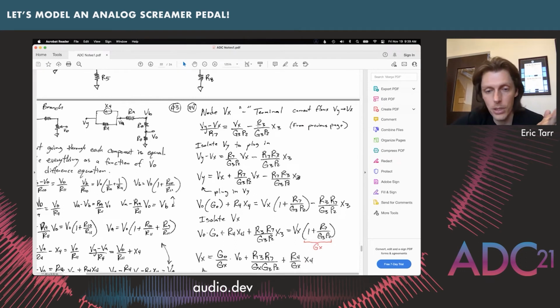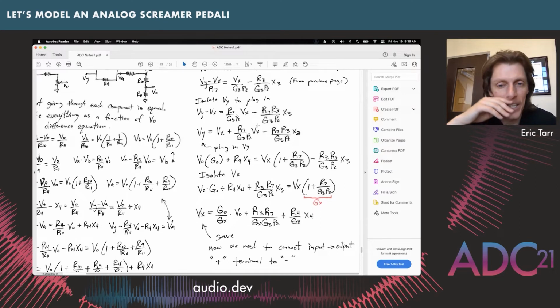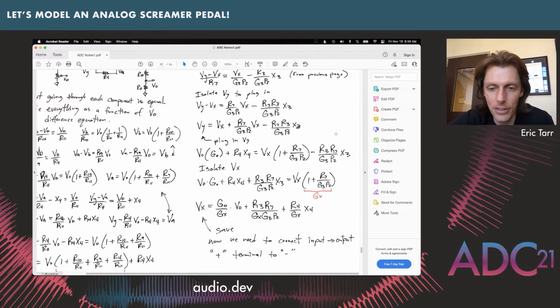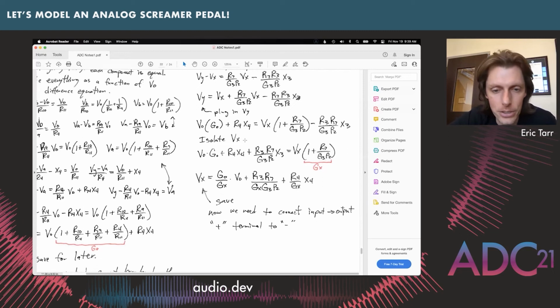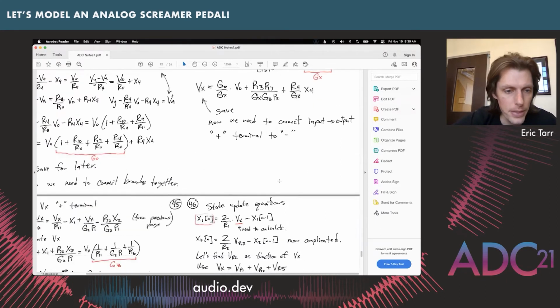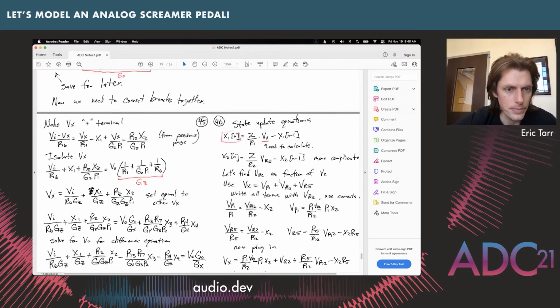A bunch more algebra. Sorry to be skipping over it, but it's probably also not the most interesting thing to cover. I'd probably like to get to some code here soon. So now we have a way of connecting our output, V out, over to VX over here. That depends on our states. I think there should probably be an X3 right here. That's missing, so sorry about that typo in the notes.